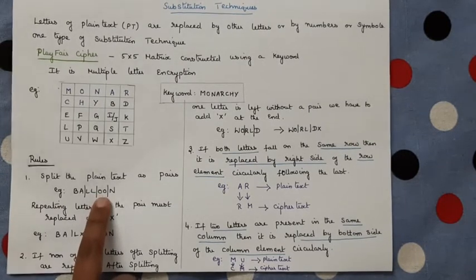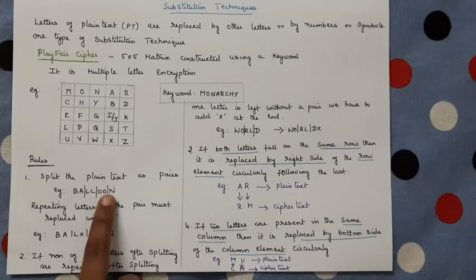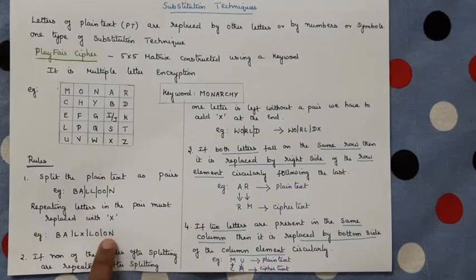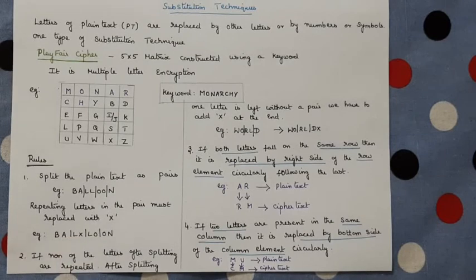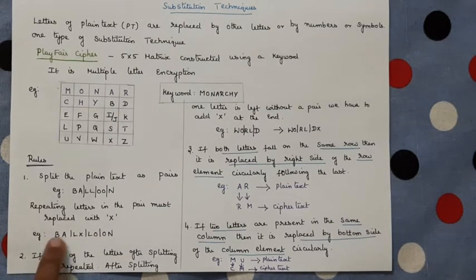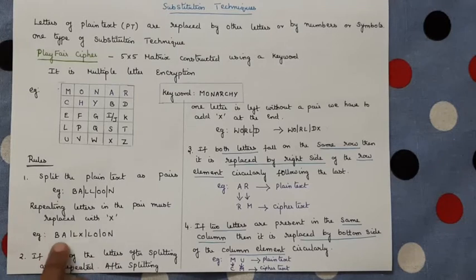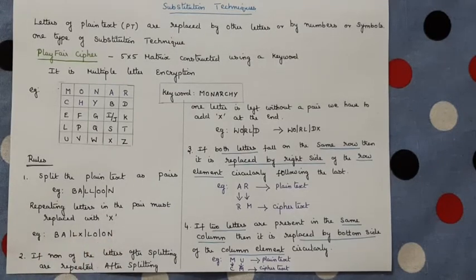So L will come here and O will come here, and another O will move here. So it will become ON. Now you see all the letters are having pairs. Okay, BA, LX, LO, ON. So this is one rule.